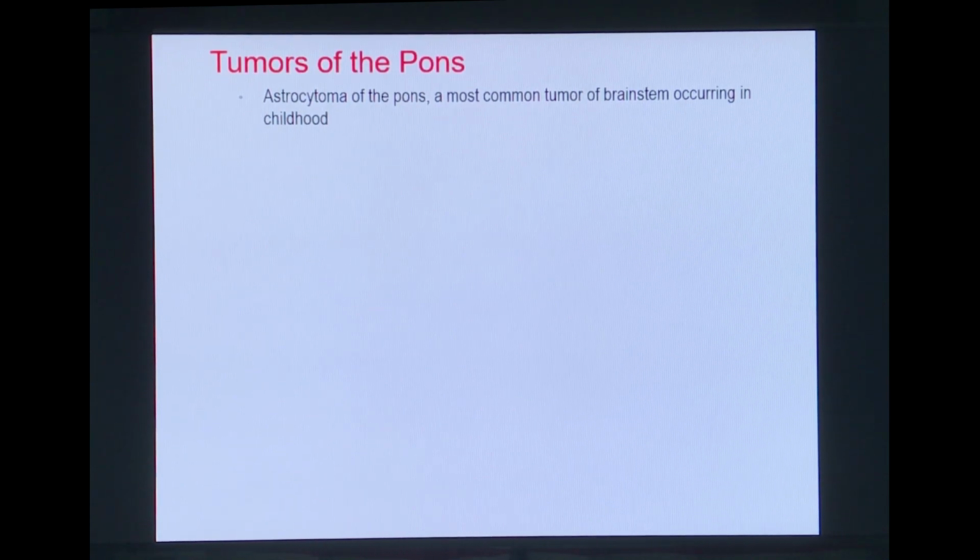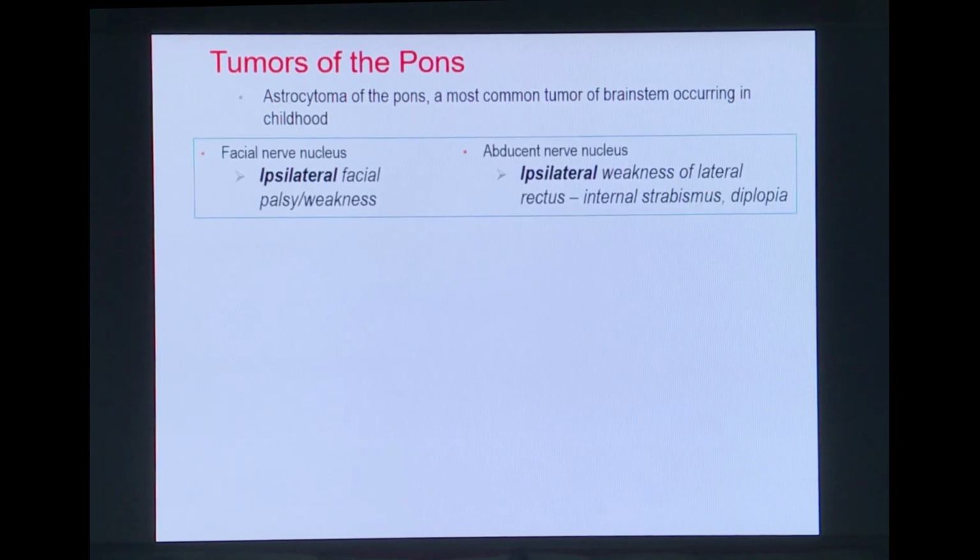So whenever there are tumors of the pons, the most common tumor of the brainstem is astrocytoma. It depends upon which tracts or which nuclei are compressed due to the growth of the tumor. If there is compression on the facial nerve nucleus, the patient will present with ipsilateral facial palsy or weakness. The vignette which I mentioned before I started with the internal features.